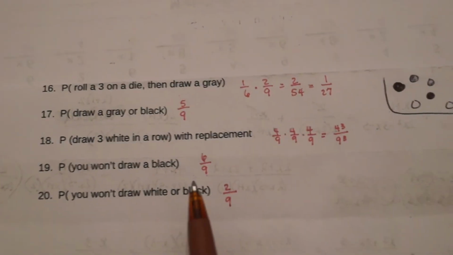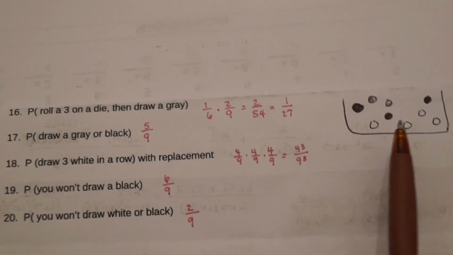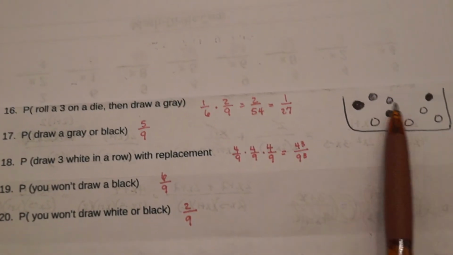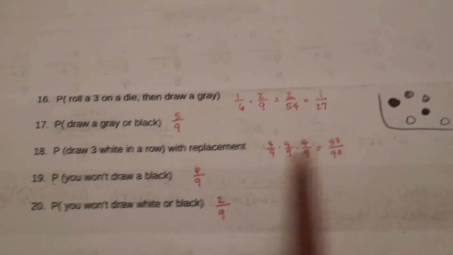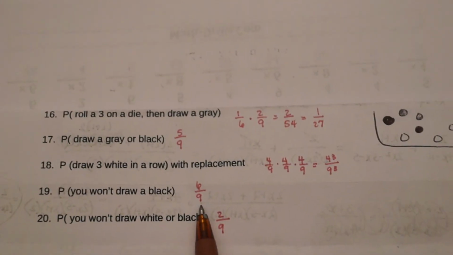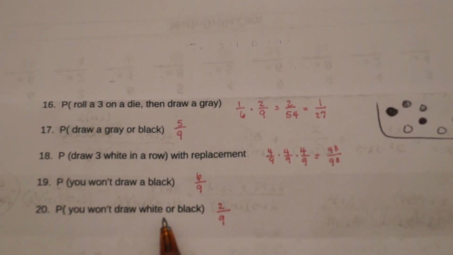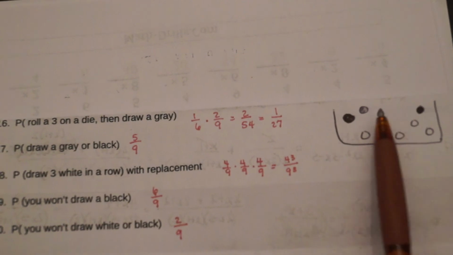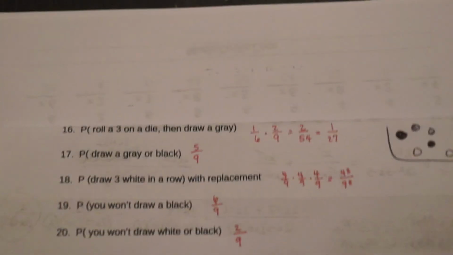The probability you won't draw a black is how many are not black. So 1, 2, 3, 4, 5, 6 of them are not black out of 9 total. The probability you won't draw white or black, well, that would be 2 of them are not white or black. So your probability is 2 out of 9.